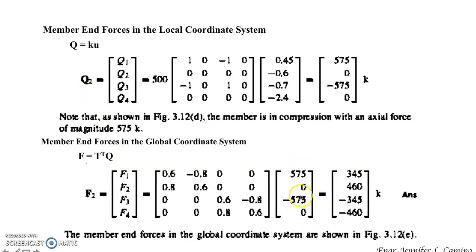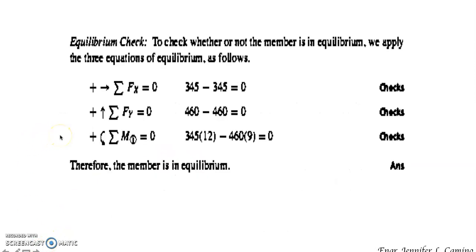We have this value, simplify this through operations of matrices, equal to F1 = 345, F2 = 460, F3 = -345, and F4 = -460, which is in kips. So this is now the unknown data that was asked in the question: to solve for the member end forces in the global coordinate system. Then you're going to check if the forces are in equilibrium.